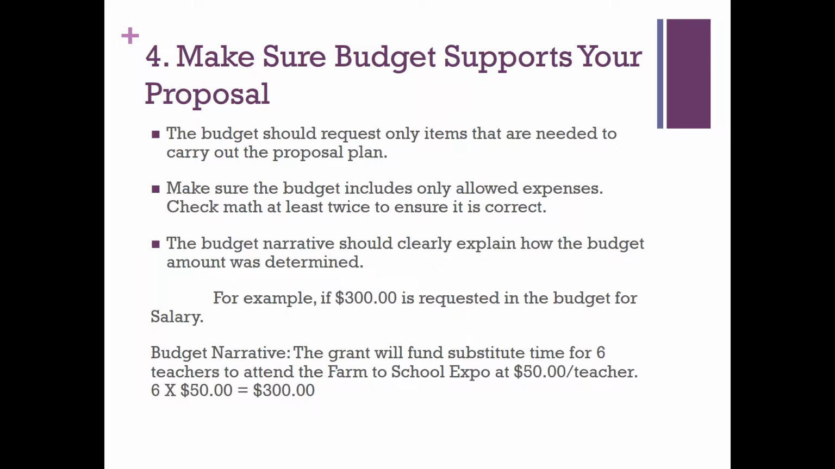For example, again, in the Harvest of the Month grant proposal, a school requested $300 in the budget for personnel and salary. The budget narrative explains that the $300 will fund 6 teachers to attend the Farm to School Expo at the following rate: 6 times $50 per teacher, which is for a half a day of substitute pay, equals $300. So you write out 6 times 50 equals 300 to clearly show how you came up with that.